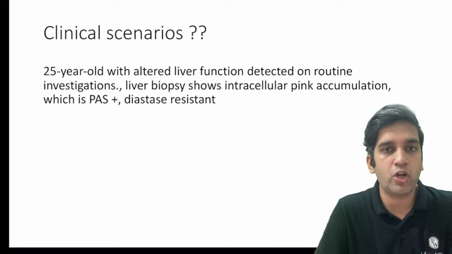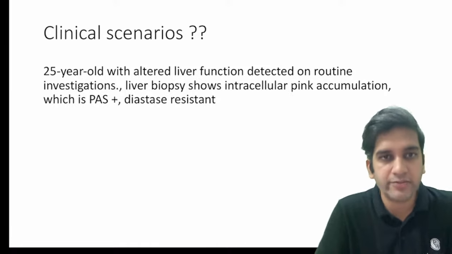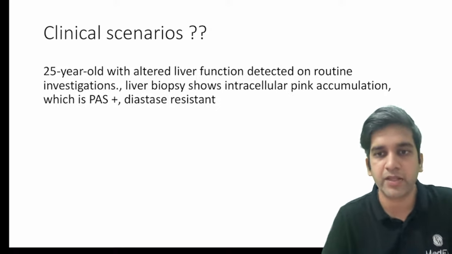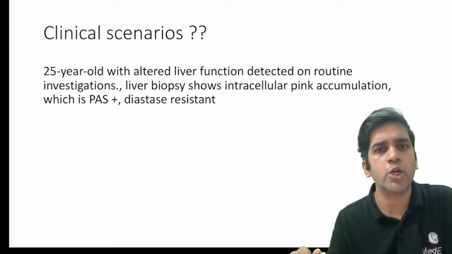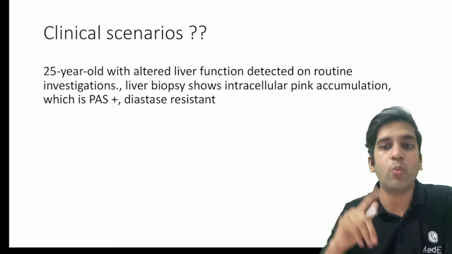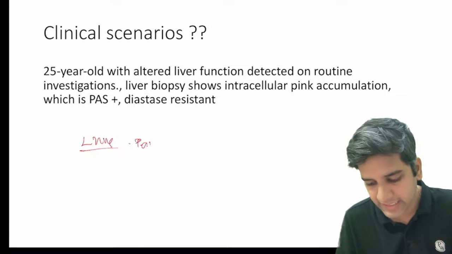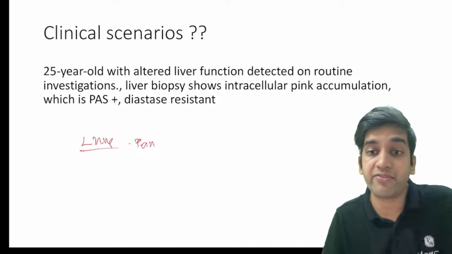A 25-year-old with altered liver function detected on routine investigation. Liver biopsy shows pink accumulation, which is PAS positive, diastase resistant. What is accumulating? Just we'll start with that. Great, Samantha. What's accumulating? Protein is accumulating, right? I'll give you one more clue in this patient. This patient's lung has pan-acinar emphysema. Perfect, Sagarika, right?